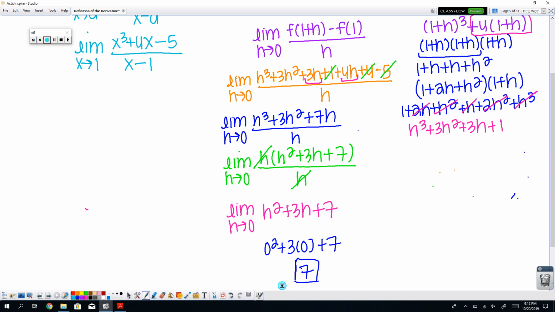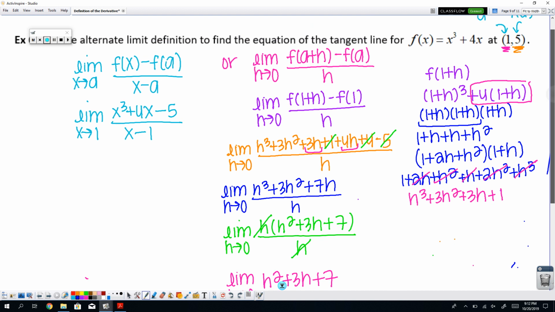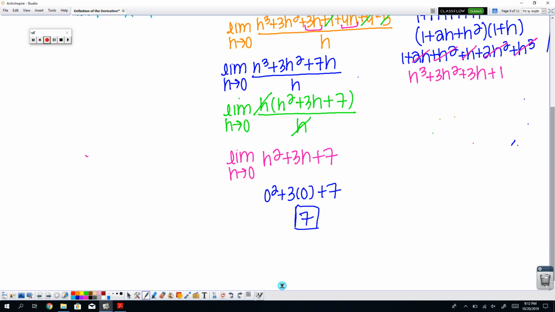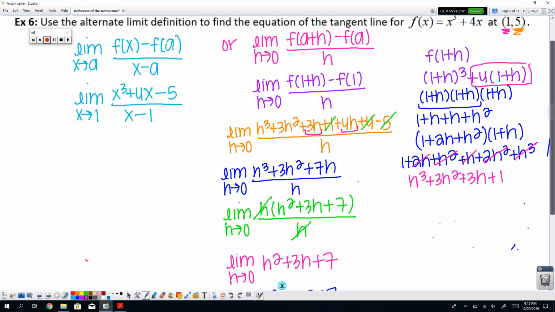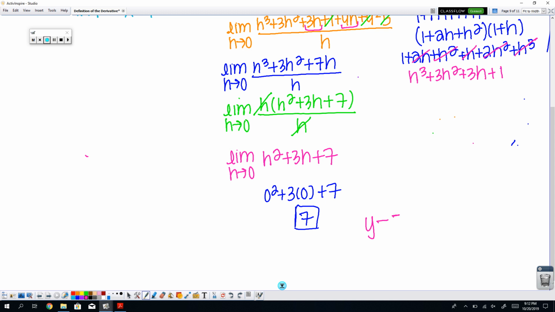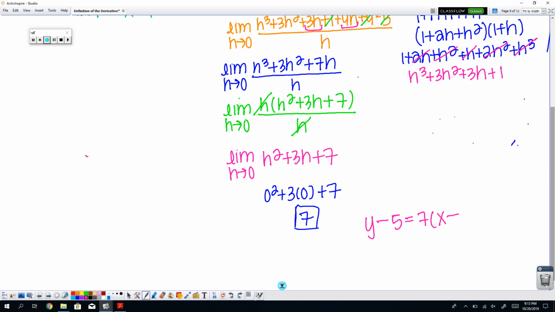Now let's double check we've answered what it asked for. Oops. Use the alternate to find the equation of the tangent line at. So we haven't done the equation of the tangent line, we just have the slope of the tangent line. So the equation of the tangent line is going to go y minus y1 equals 7 times x minus 1, and that's it. Okay, you've done it. Nice job.